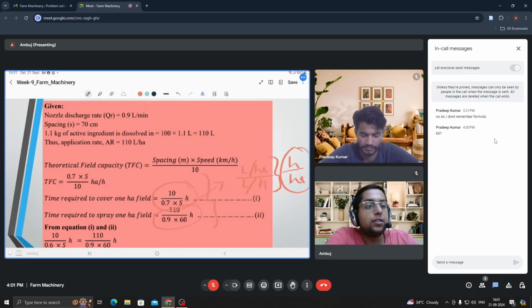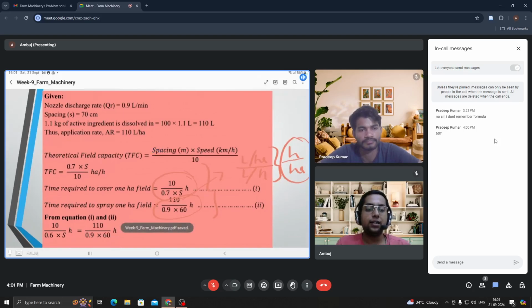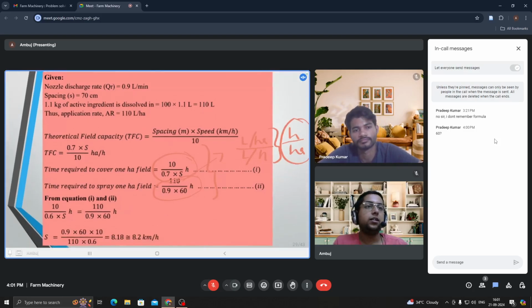So S, the speed that was asked in this particular question, I can directly calculate from this equation, it would be 8.2. After the examination, after this session, please see it once more, twice more. You should be in a position to calculate this type of questions. Not every question would be easy. These are tricky questions.